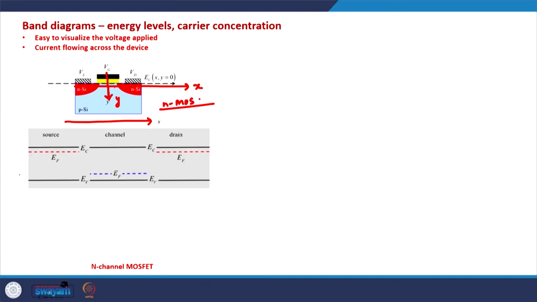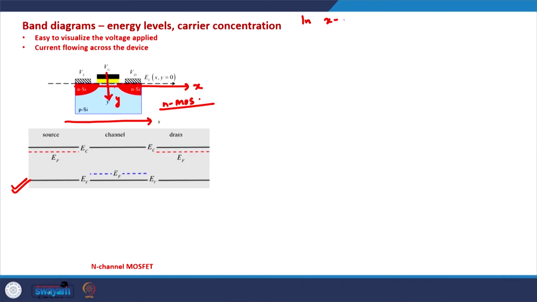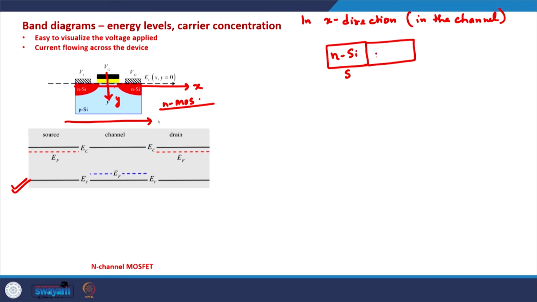And this is how the bands look like in these materials when they are far apart from each other. So in this device, in x direction, in the channel, we have n silicon source, we have p type silicon in channel, and again n type silicon in drain.